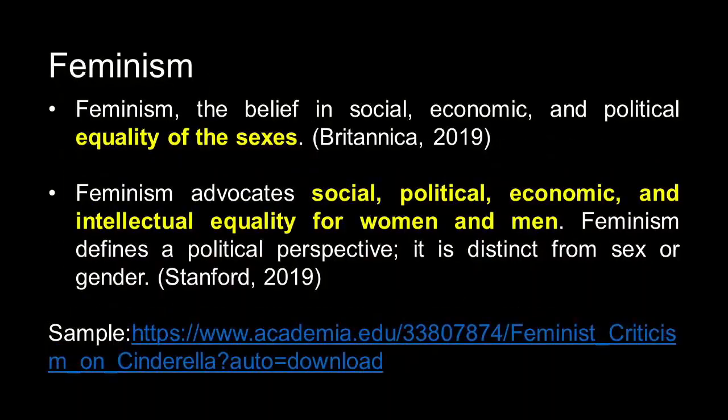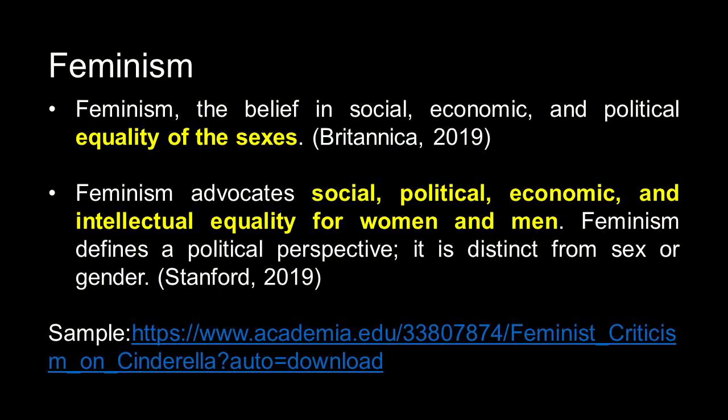Now, moving on. The second approach is the feministic approach. Before we dive further into the nitty-gritty of feminism, allow me to debunk the common misconception that feminism is the study of women. That is wrong. In fact, Britannica explains that feminism is the belief in social, economic, and political equality of the sexes, which means male and female. And it advocates for the equality of those sexes.